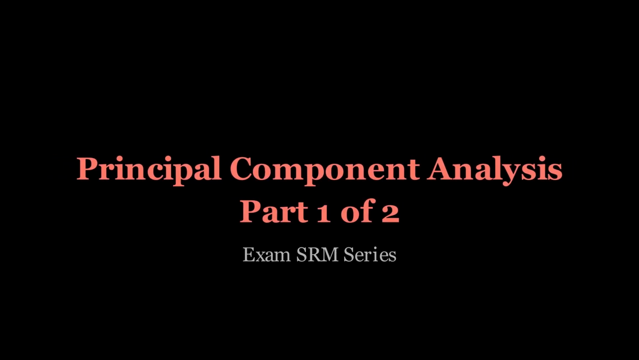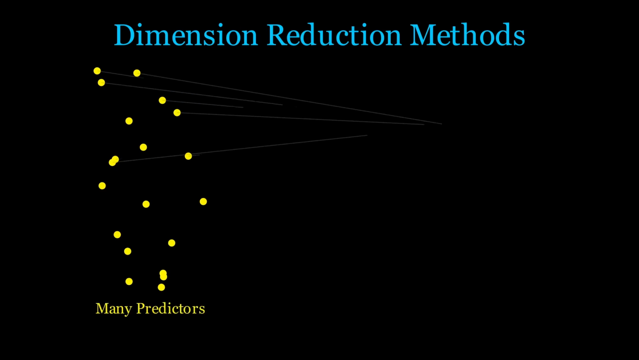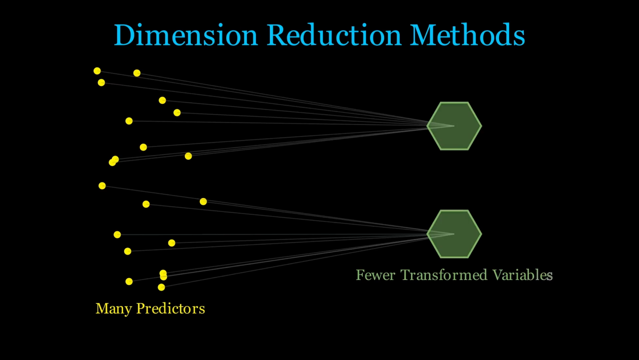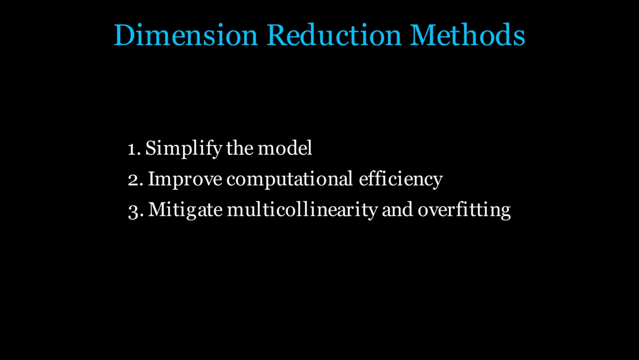Let's dive right in by starting with dimension reduction methods. Dimension reduction methods are a good way to deal with high-dimensional data. The core idea is to transform a large set of original predictors representing high-dimensional space into a smaller, new set of variables, effectively consolidating the information. This helps simplify the model and improve computational efficiency. It also aids in mitigating issues like multicollinearity and overfitting.